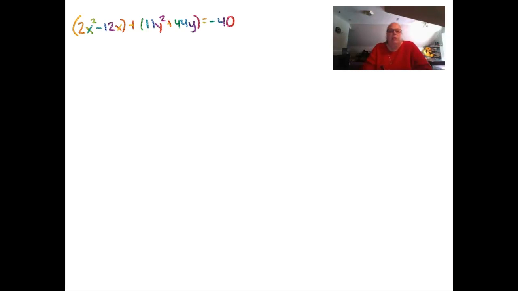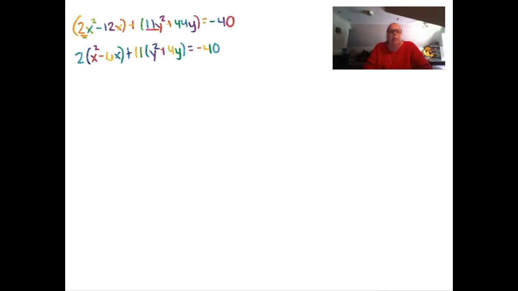The first thing we want to do is make sure that the coefficient right here is a 1. Since it's a 2, I'm going to pull out the greatest common factor, which is a 2. This leaves me with 2 times x squared minus 6x. I need to do the same thing in this parentheses. The GCF over here is 11, and we're left with y squared plus 4y. And this is still equal to negative 40.